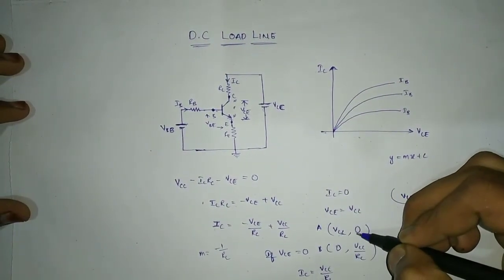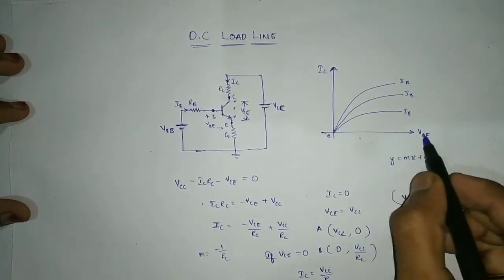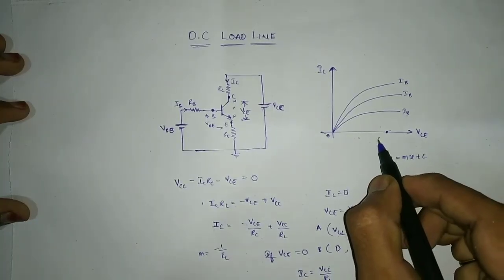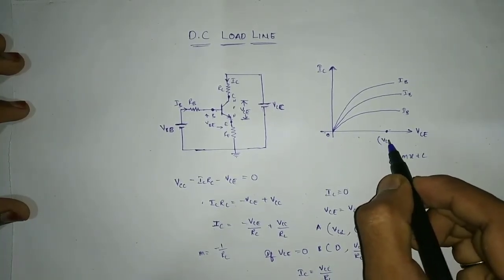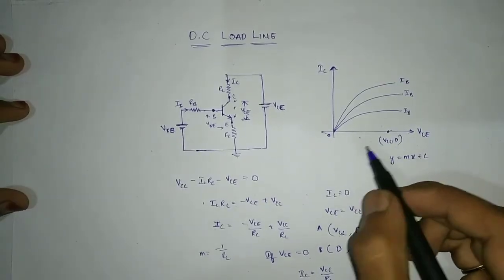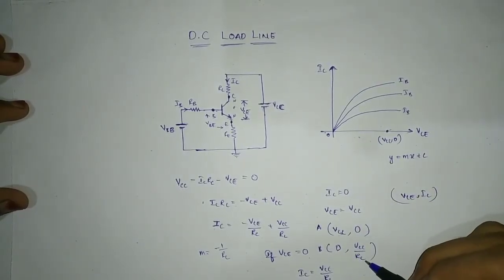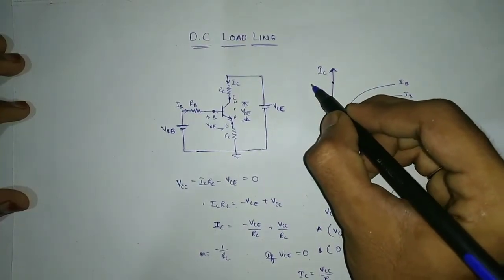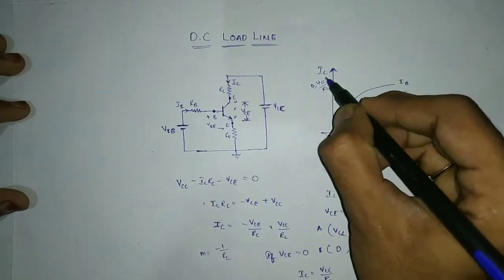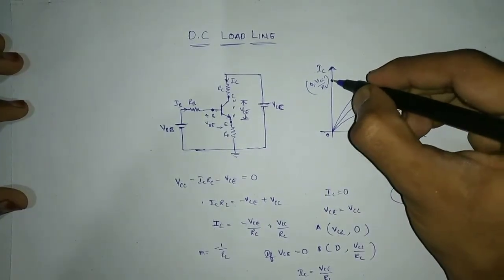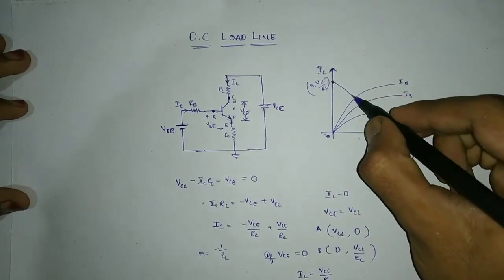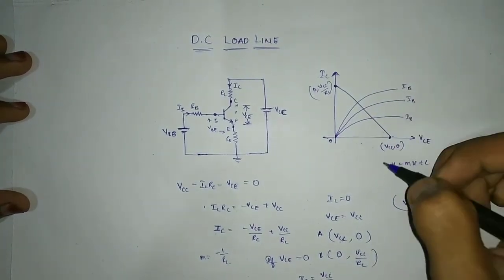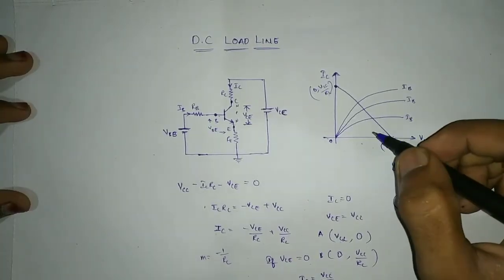The first point is VCC comma 0. Let us situate this point here, VCC comma 0, and another point is 0 comma VCC by RC. Let us assume this point here, 0 comma VCC by RC. If we join these 2 points, we can form a line, which is known as the load line.